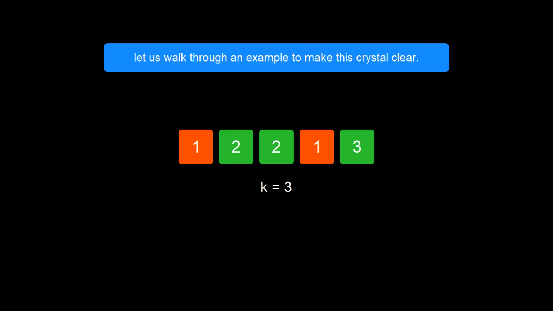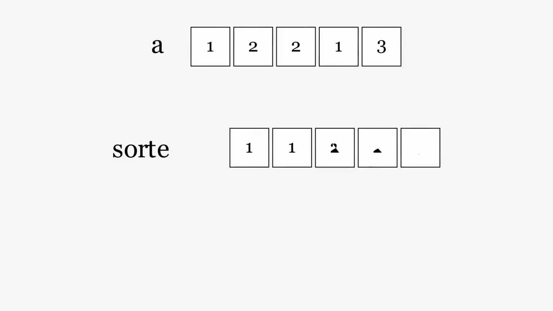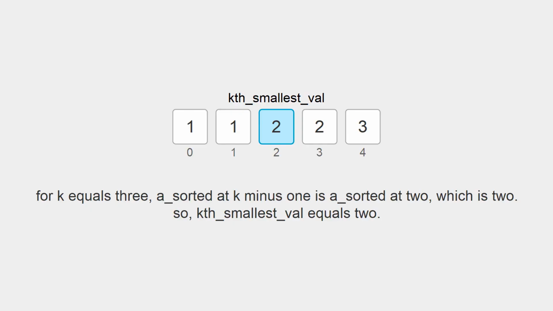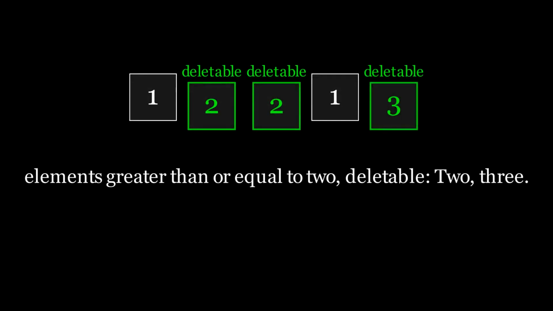Suppose we have A equals [1, 2, 2, 1, 3] and K equals 3. First, find kth smallest val. Sorted as 1, 1, 2, 2, 3. For K equals 3, A sorted at K minus 1 is A sorted at 2, which is 2. So kth smallest val equals 2. Elements less than 2, undeletable: only 1. Elements greater than or equal to 2, deletable: 2, 3.